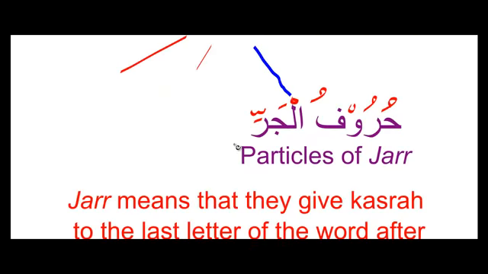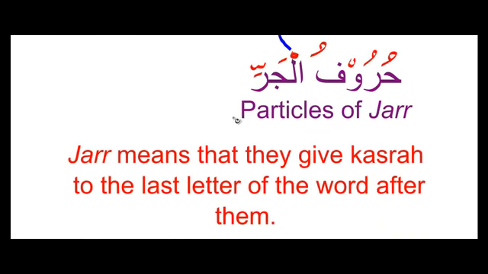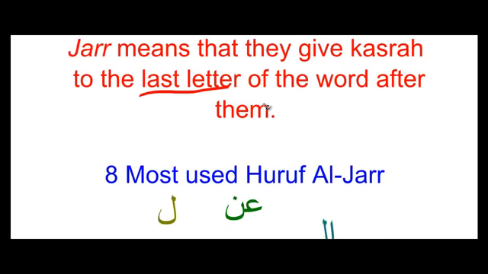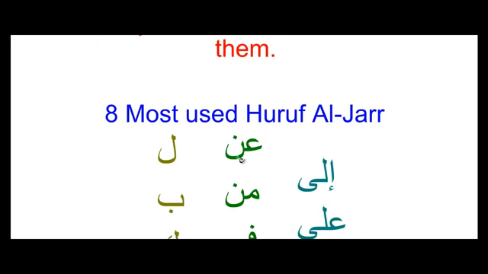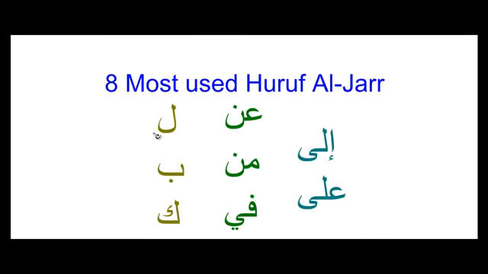What does jar mean? Jar means that they give kasra to the last letter of the word after them. And we'll understand once we get to the examples. Now, the 8 most used huruf al-jar, they are li, bi, ka, an, min, fi, ila, and ala. And so these are the 8 most used huruf al-jar, and we're going to be speaking about each of them with examples.